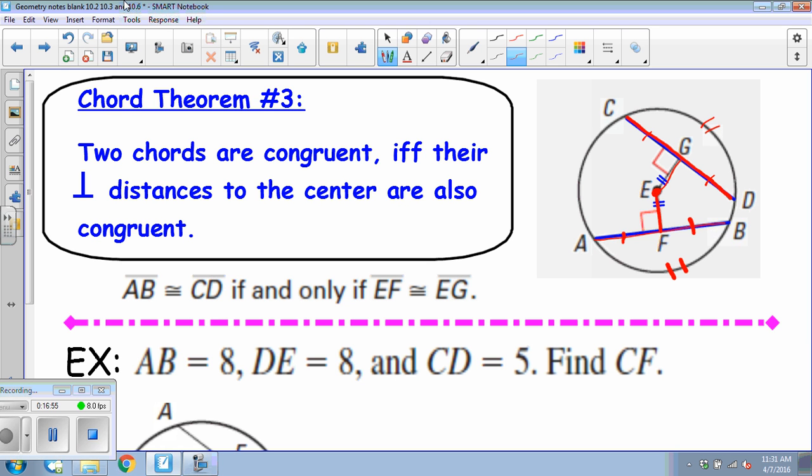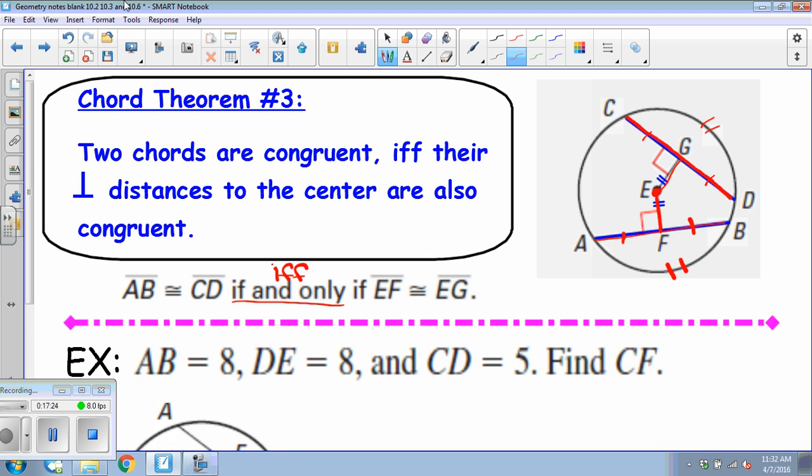So this one figure pulls in all three of those ideas. If they tell you the chords are congruent, you know the arcs are congruent, and you know the distances from the chords to the center are also congruent. Everybody understand? It's if and only if. Let's see, I, F, iff.